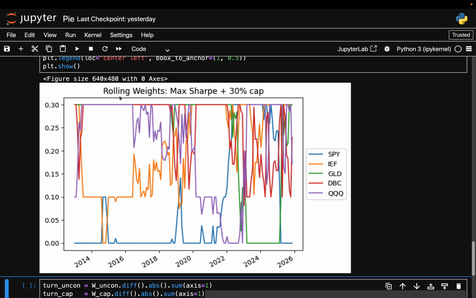Now, the subtle but important part is the weights are still moving a lot. All right? The optimizer is still reacting strongly to small estimation changes here. So the cap fixes the concentration, but it doesn't fix the sensitivity. This is a crucial distinction here.